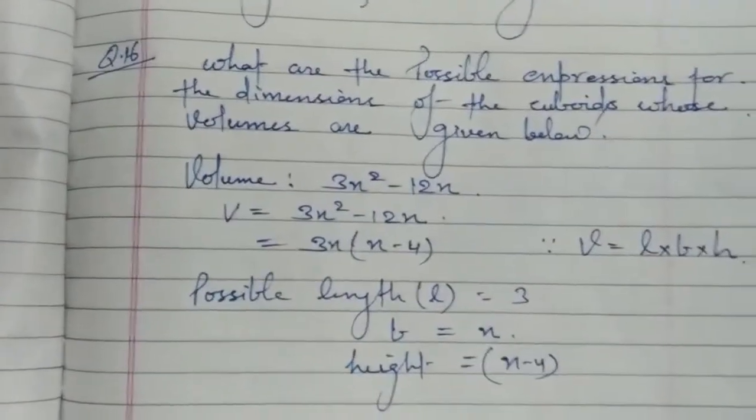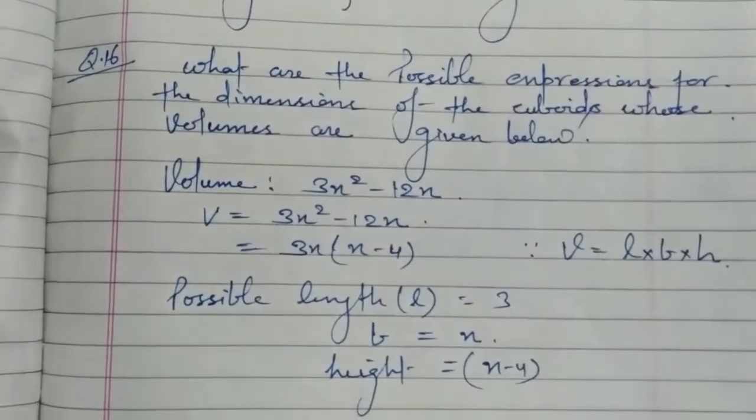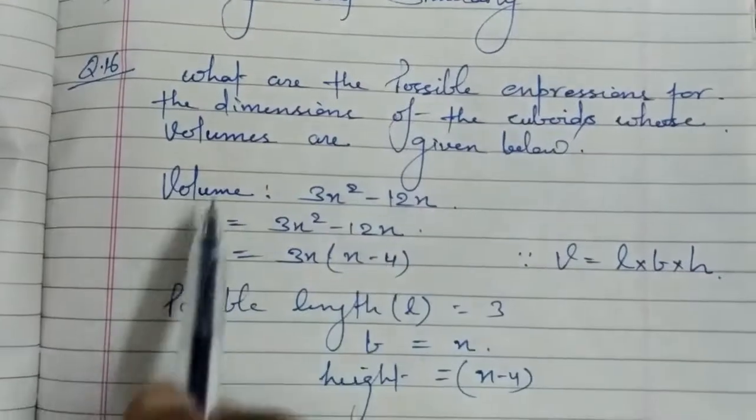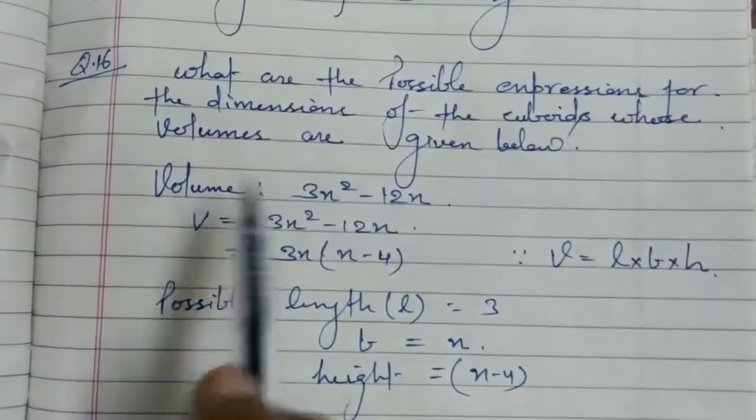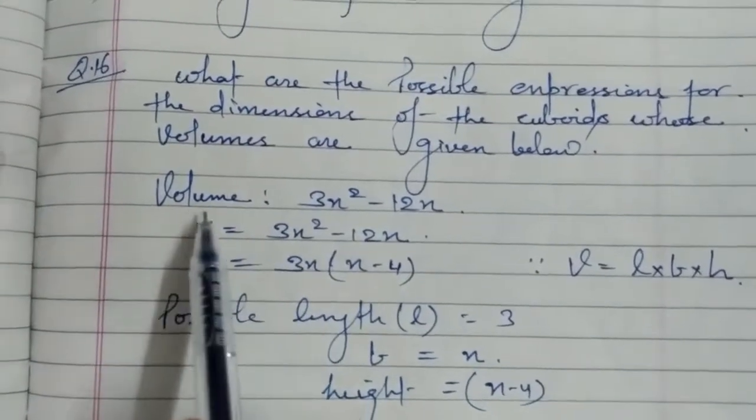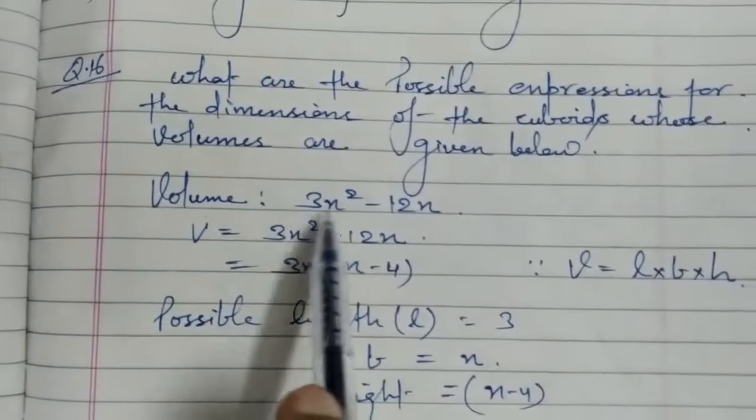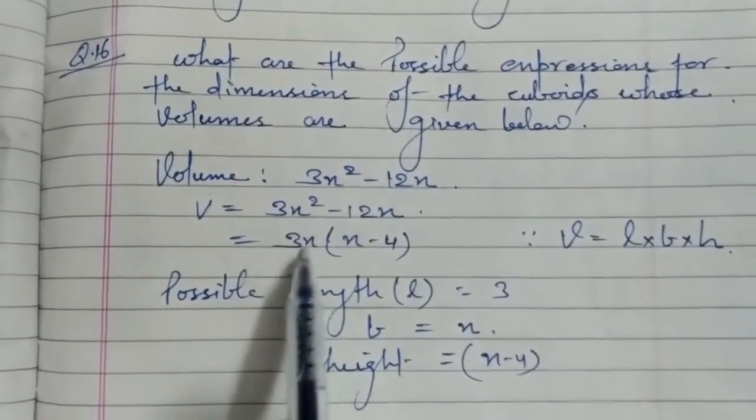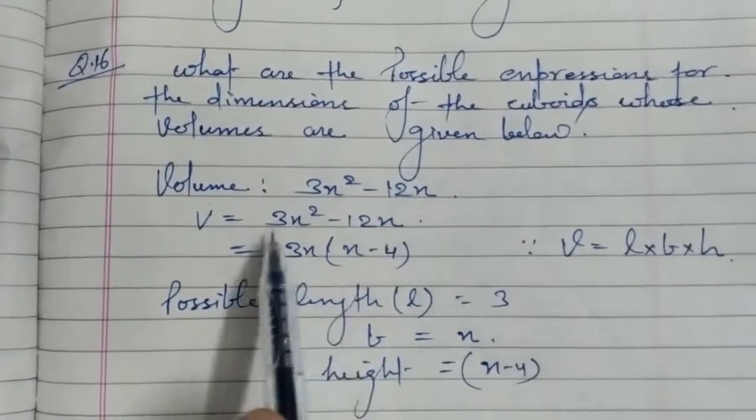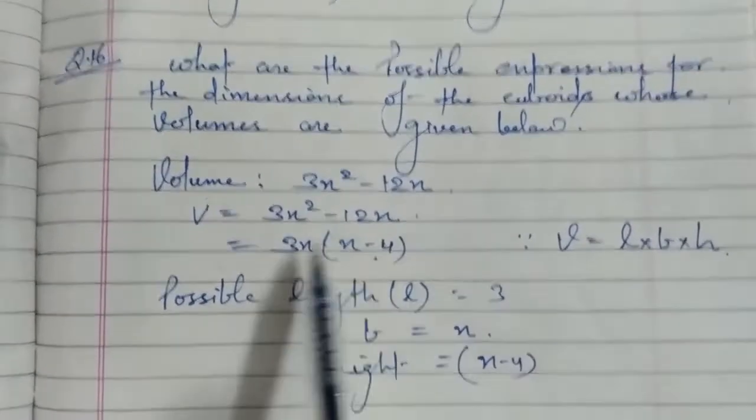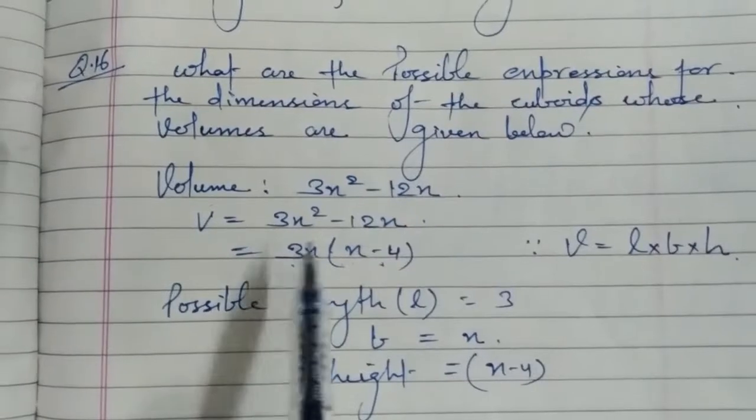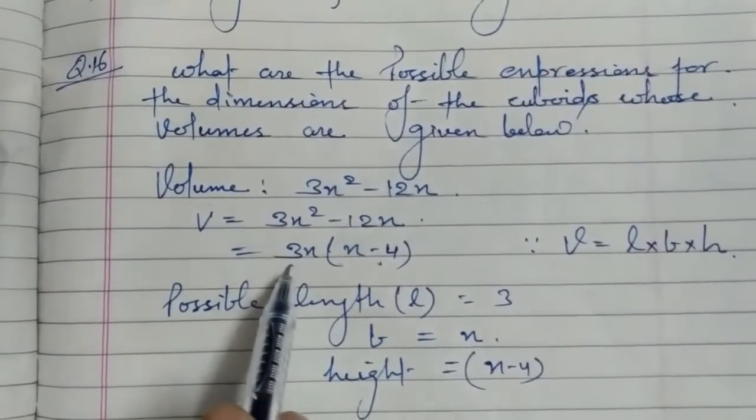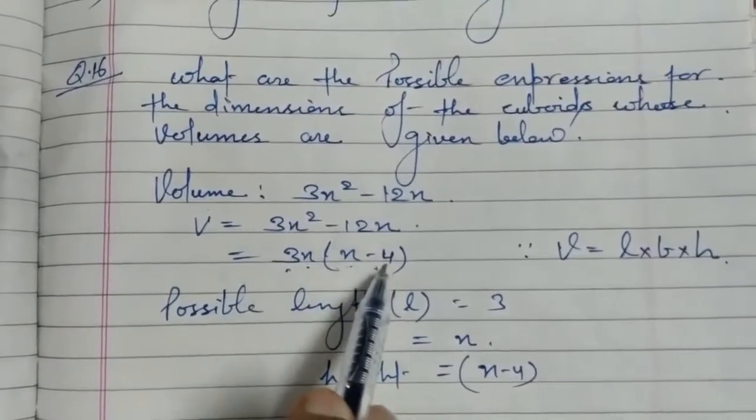Question number 16. What are the possible expressions for the dimensions of the cuboid whose volumes are given below? You are given the volume of the cuboid in the form of a polynomial. You factorize it. You get 3x common from this polynomial. What is left? x minus 4. So here you are getting 3 factors. First factor is 3, second is x, third is x minus 4.